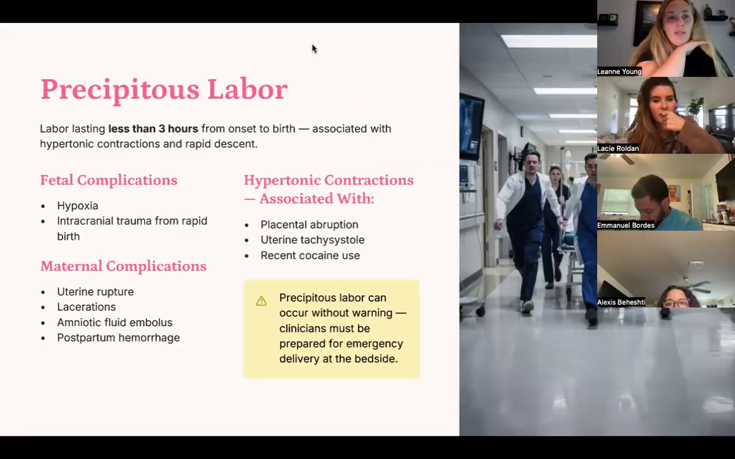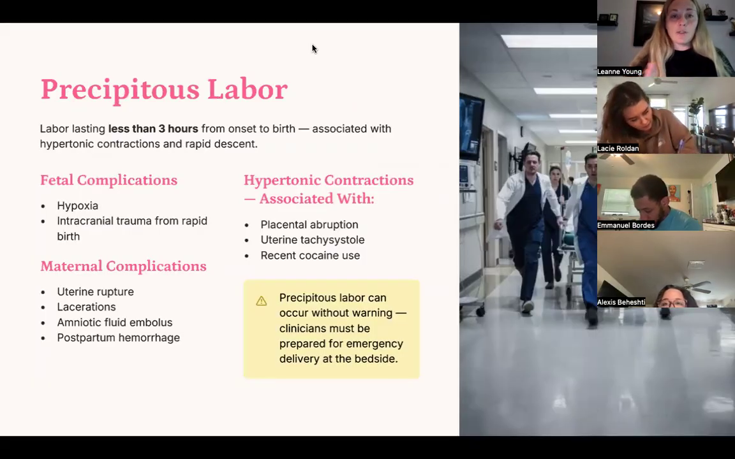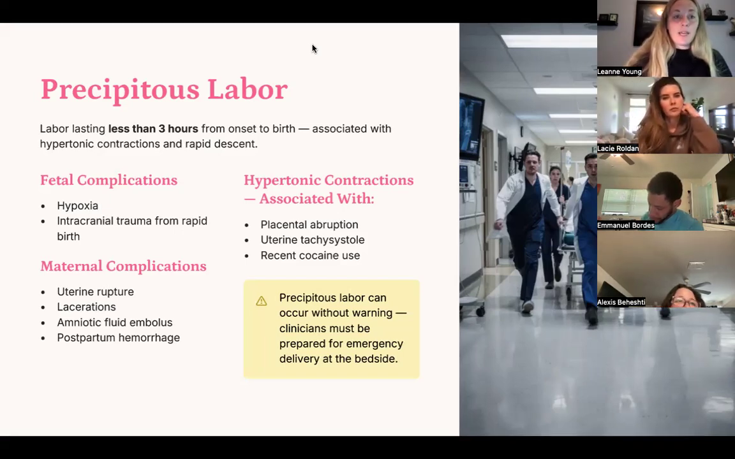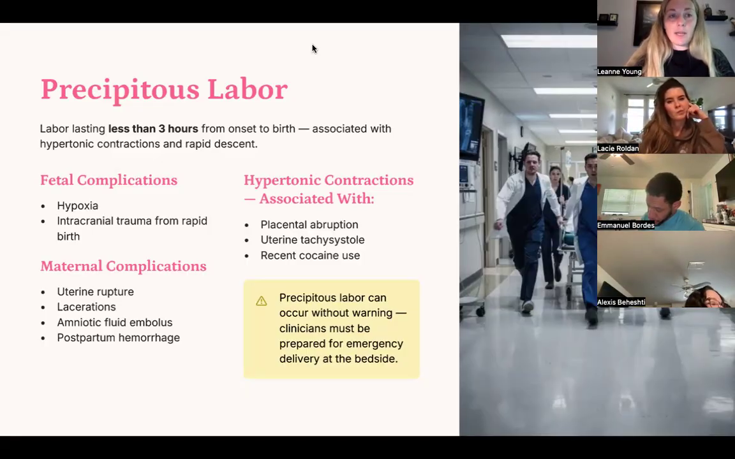So this is when you have a labor that lasts less than 3 hours from the start of contractions to the birth of the infant. This is a very, very fast delivery. It's associated with hypertonic contractions and rapid fetal descent. Okay. We have some complications associated with this, as you can imagine. If we have this rapid, crazy delivery, there is going to be some complications following it. Possibly, not every time, right? Everybody is different, but a lot of times we see some complications.